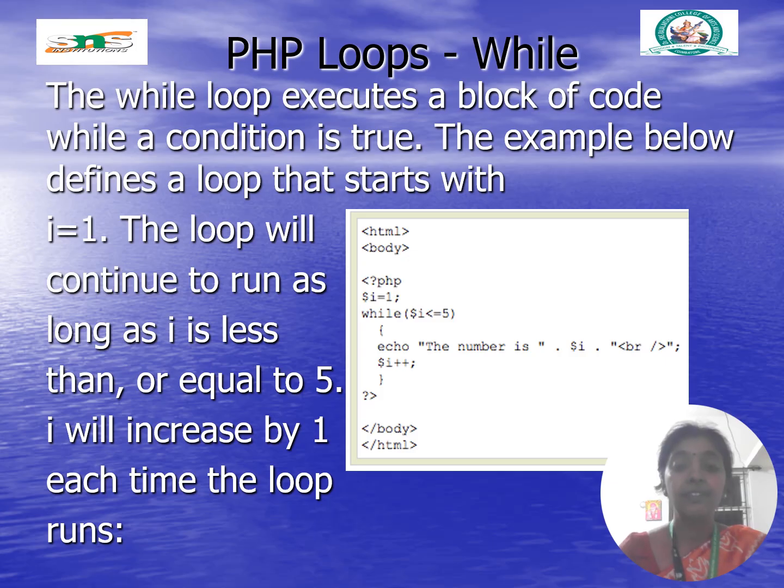Whenever the value becomes greater, the condition becomes false. That is, if the value becomes 6, 6 is not less than or equal to 5, it will come out from the loop. This is the working of while loop. If you give I is equal to 10 here, the condition is false. 10 is not less than 5. It won't go into the loop. It won't print anything.